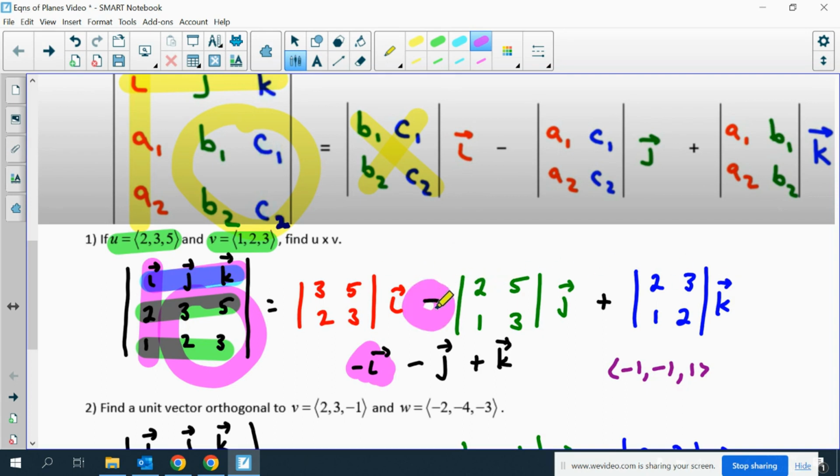And then likewise, I do it for j and k. Remember, you put a minus sign in between here and a plus sign in between here. So I end up with negative 1, negative 1, 1. That is the cross product of u and v.